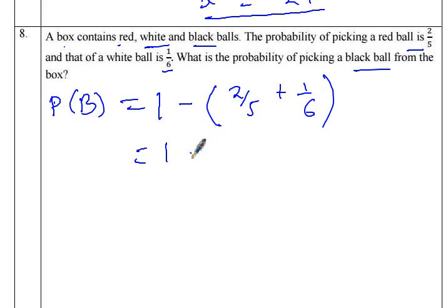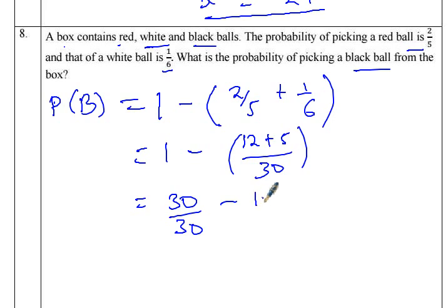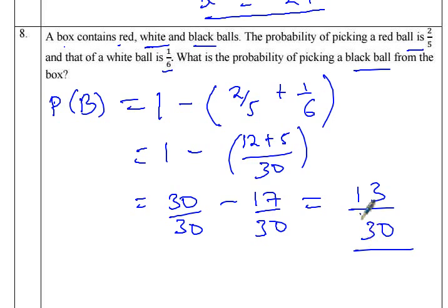And now we can continue and simplify this. LCM, we have a 30. Divide by this 6 times this, we have 12 plus 30 by this 5 times that, we have a 5. So I have a 1, which, since the denominator here is 30, I can also write as 30 out of 30. 1 minus 17 out of 30. 30 take away this gives me 13 out of 30. And that is the probability for picking a black ball.